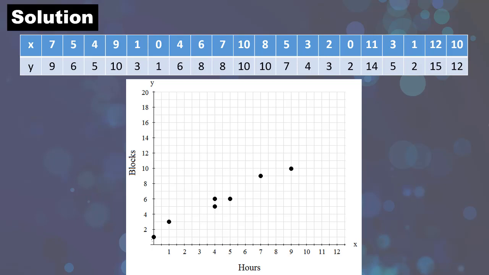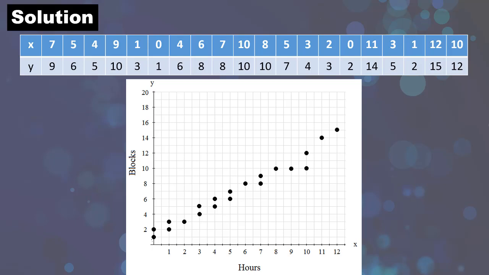4, 6. 6, 8. 7, 8. 10, 10. 8, 10. 5, 7. 3, 4. 2, 3. 0, 2. 11, 14. 3, 5. 1, 2. 12, 15. And 10, 12.